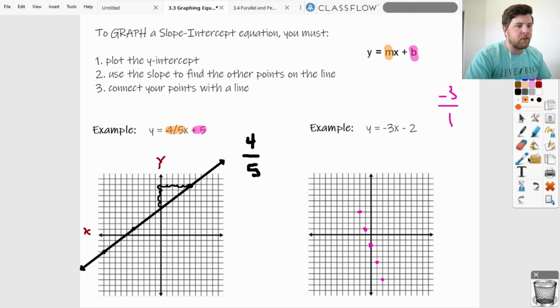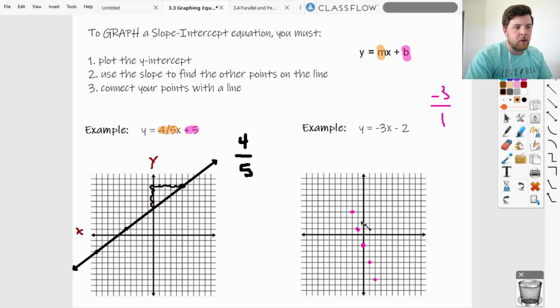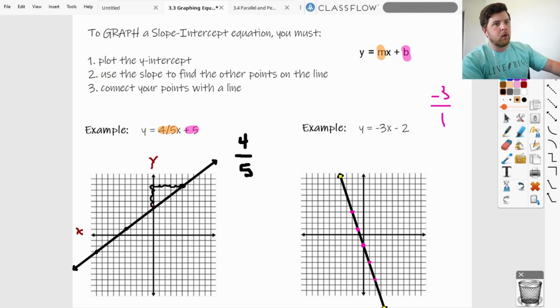And then your final step would be to connect those points and boom. Easy peasy. That's probably something you've done before in the past. So hopefully that's just a little bit of recall. But that's pretty much all you got to do. Graph your y-intercept, use your slope to find the other points, then connect your points.